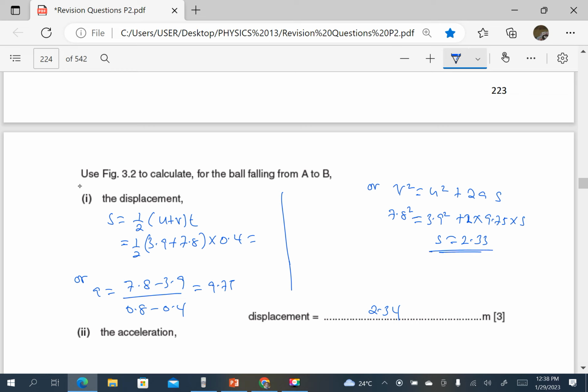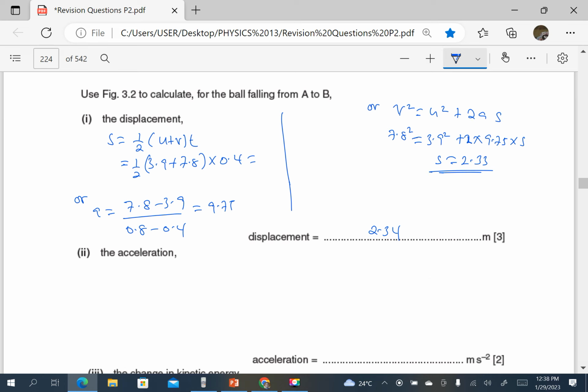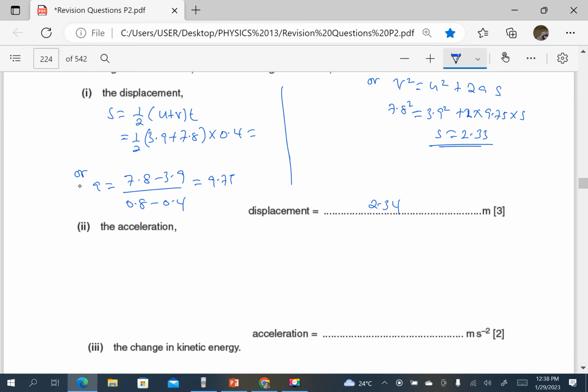You can also check with s equals ut plus a half at squared. It will give you approximately the same value. As long as you have the acceleration, the methods have now increased.